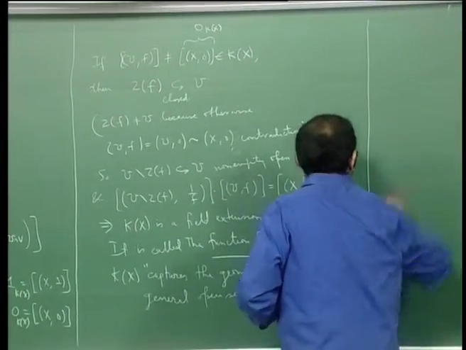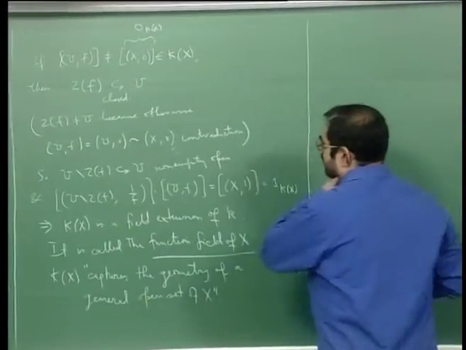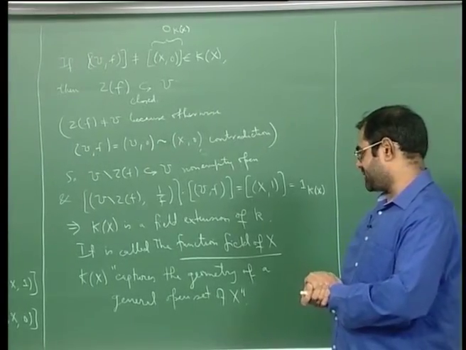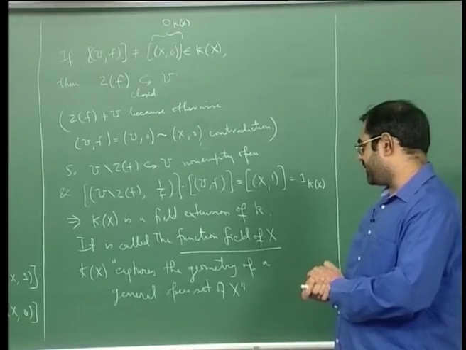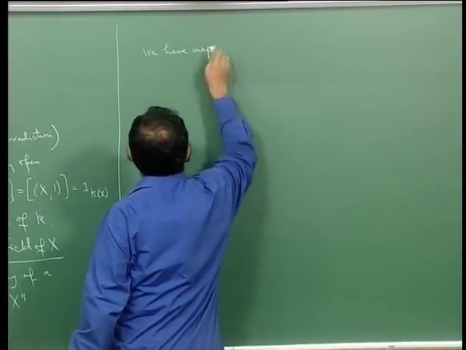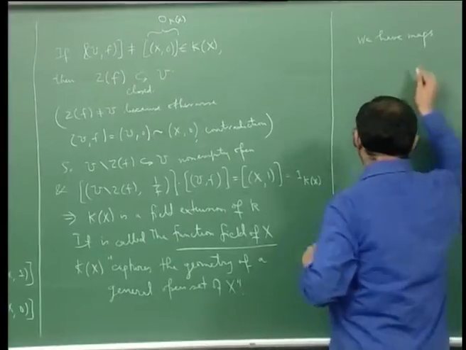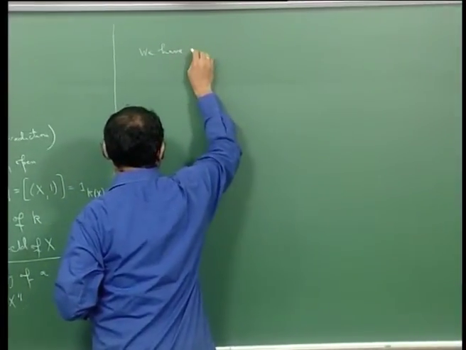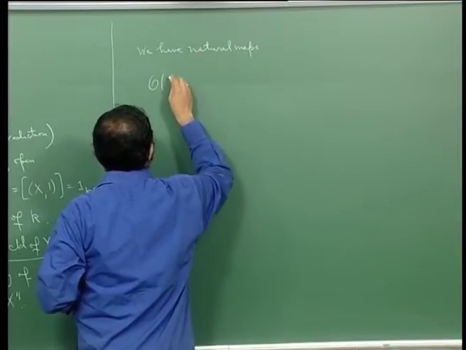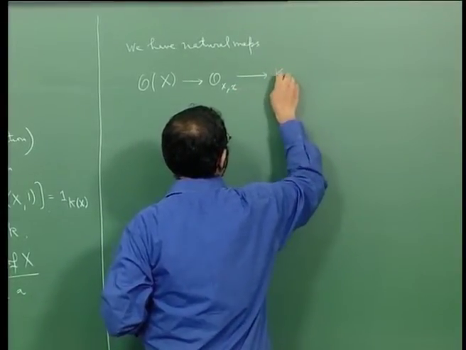Of course they are all connected to each other, and essentially everything is done by commutative algebra. So now comes the following question: how are these things connected? The first thing I want to tell you is that we have natural maps from O_X to O_X,x to Kx.